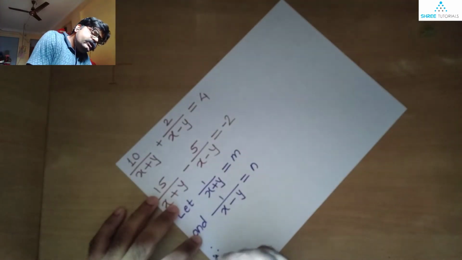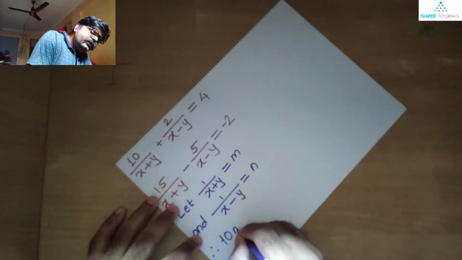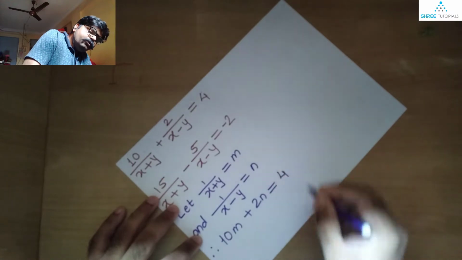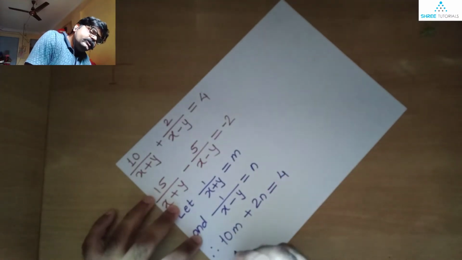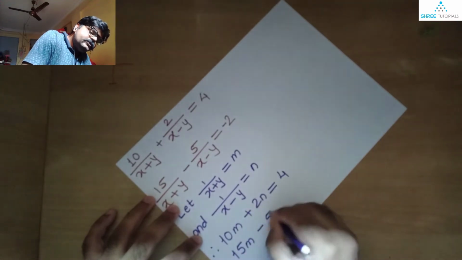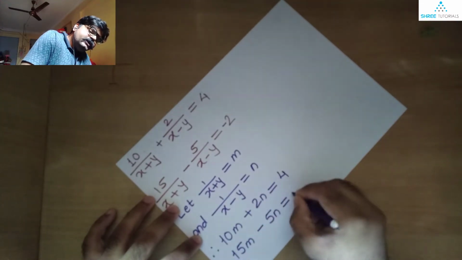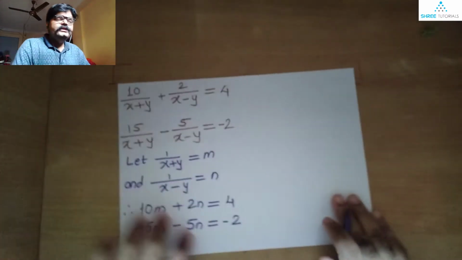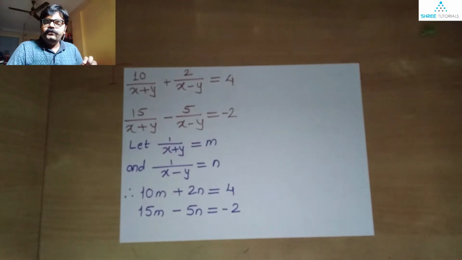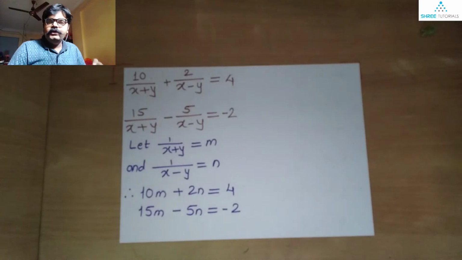Therefore our original equation will become 10m plus 2n is equal to 4, and the second equation will be 15m minus 5n is equal to minus 2. These two equations we have got so far. Now we are going to solve these two equations simultaneously. So for that matter, again I am going to use that method itself.